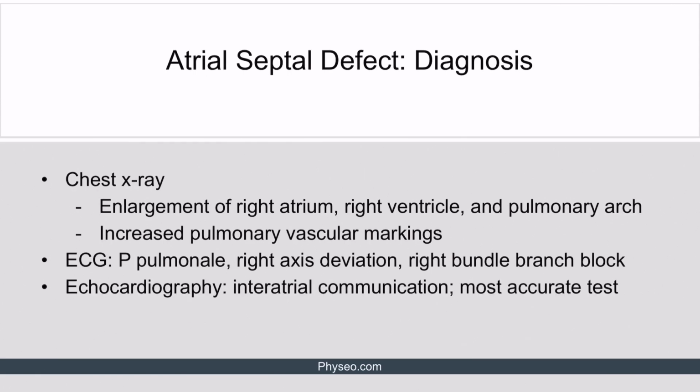Now let's move on to the diagnosis. A chest X-ray reveals enlarged right atrium, right ventricle, and pulmonary arch. Increased pulmonary vascular markings may also be demonstrated. ECG may show P pulmonale, representing an enlarged right atrium, and signs of right ventricular hypertrophy, such as right axis deviation and right bundle branch block. Echocardiography reveals an interatrial communication and is the most accurate test.